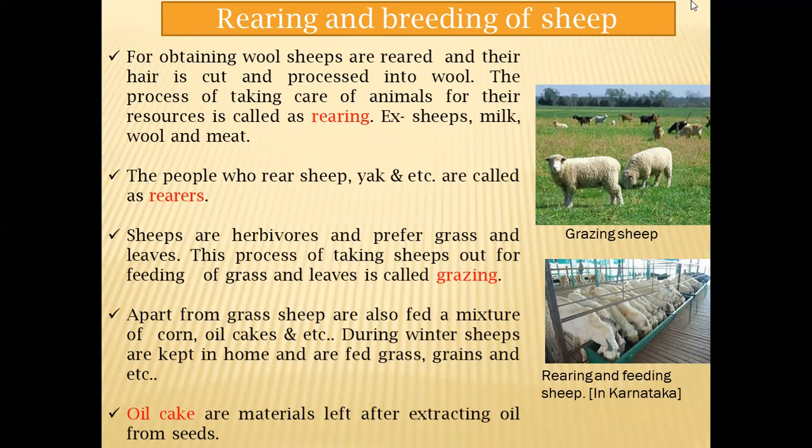What are oil cakes? Oil cake is the material left after extracting oil from seeds. You should know this. Let's take an example of groundnut oil. You extract all the oil from the groundnuts first, and what is left is the oil cake. This is very important. Please remember this, children.